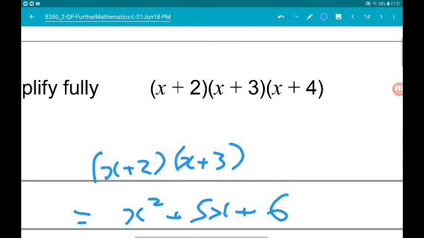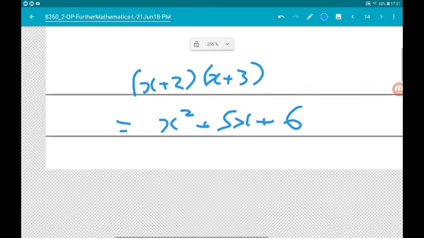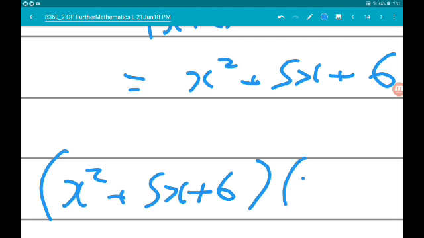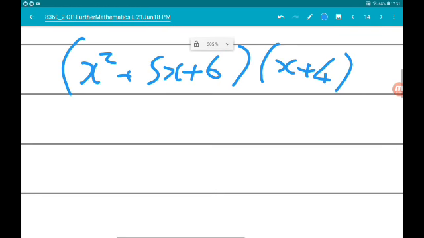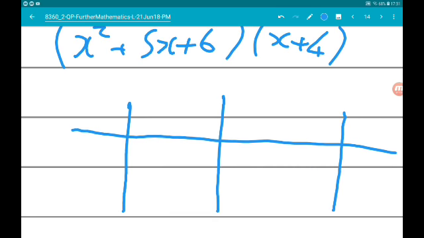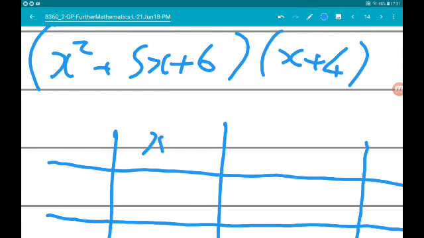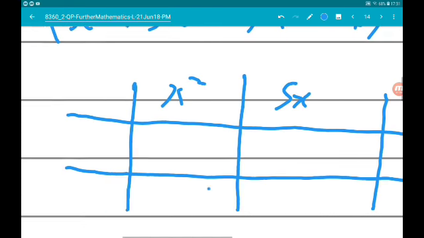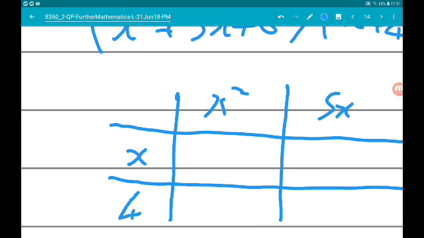So then we want to do x squared add 5x add 6 times x add 4. Now, for a quadratic times another bracket, I highly recommend using a table. Organises things nicely. Make sure that you do everything in a nice organised way. So, put x squared, 5x and 6 across the top, and then x and 4 down the side. Change colour so it stands out.